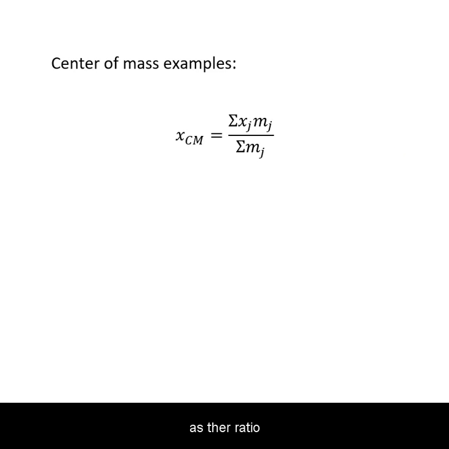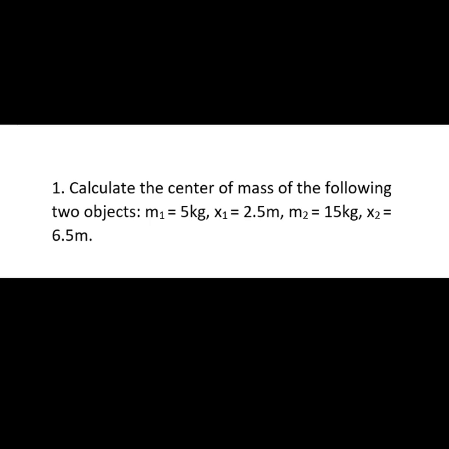as the ratio of the vector sum of the mass-weighted position vector divided by the total mass of the point masses. Let's take a look at this with an example.